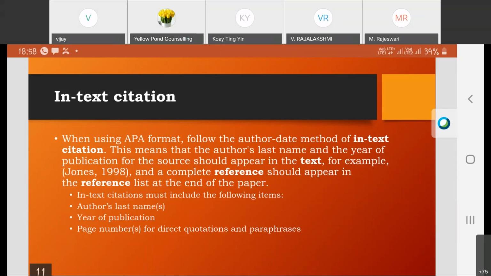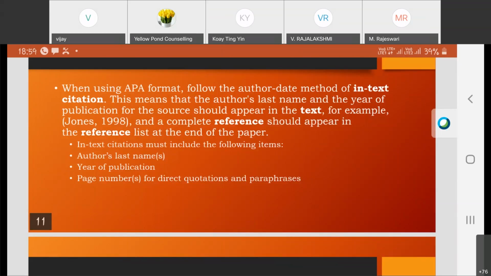When we're talking about the parenthetical citation, we have to use only the author and the year, and the narrative citation also uses the author and the year. But the thing is, we have to know when and where to use each. So I have given the format of in-text citation.